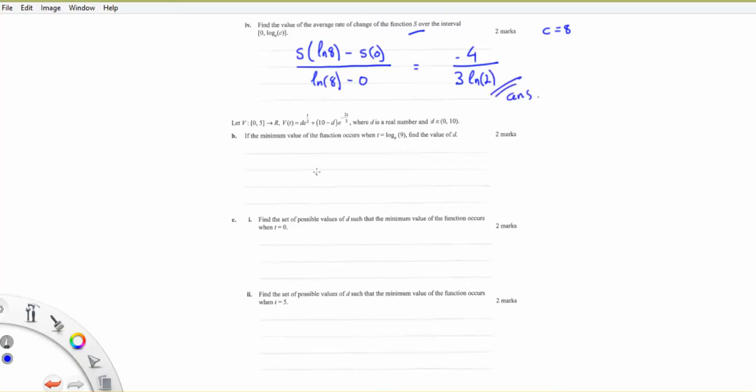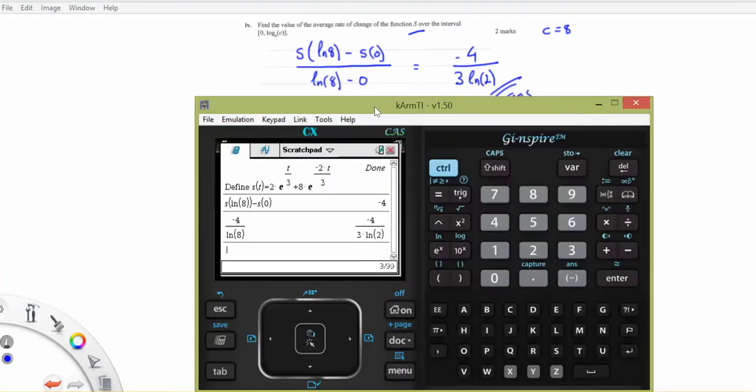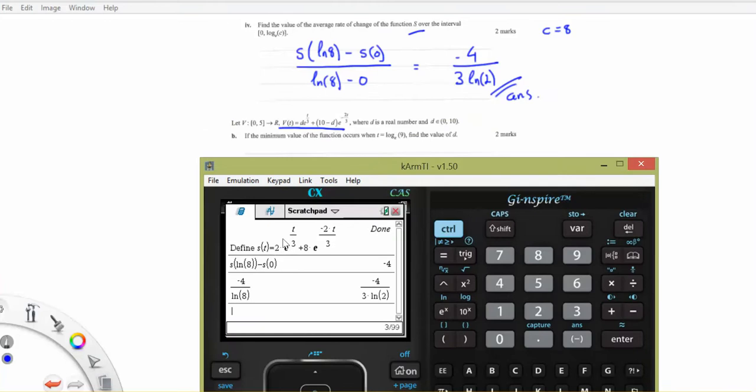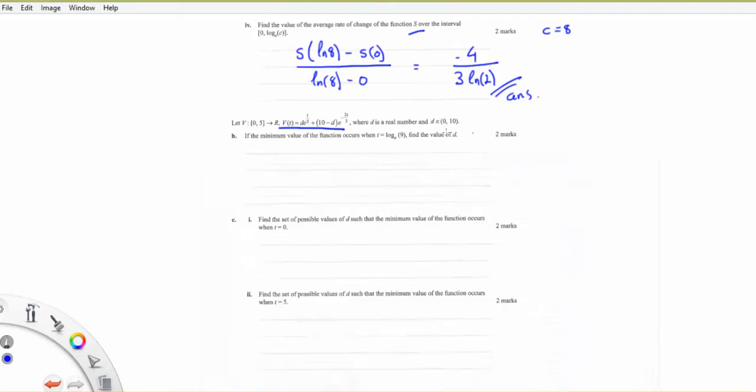So for this question, we're given a new function, v of t, and this is a more generalized case of the previous function s. You can see here, s has a kind of weighting for each exponential term, 2 units here and 8 units there, a kind of scale factor. Here it's adjustable depending on the d. And d is a value between 0 and 10, not inclusive.